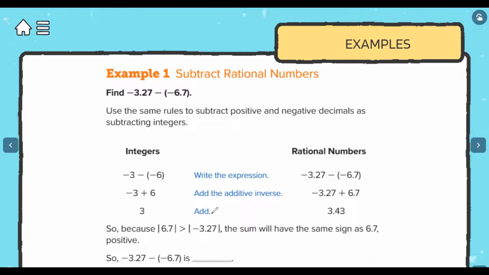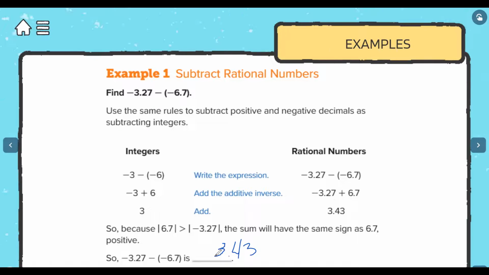We add now... 3.43. Okay, because 6.7 is greater than negative 3.27, the sum will have the same sign as 6.7, positive. Okay, because this one's bigger. So negative 3.27 minus negative 6.7 is 3.43.